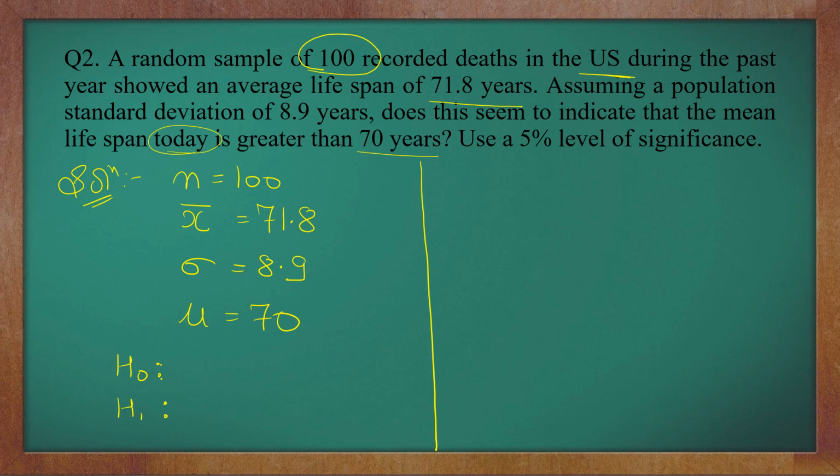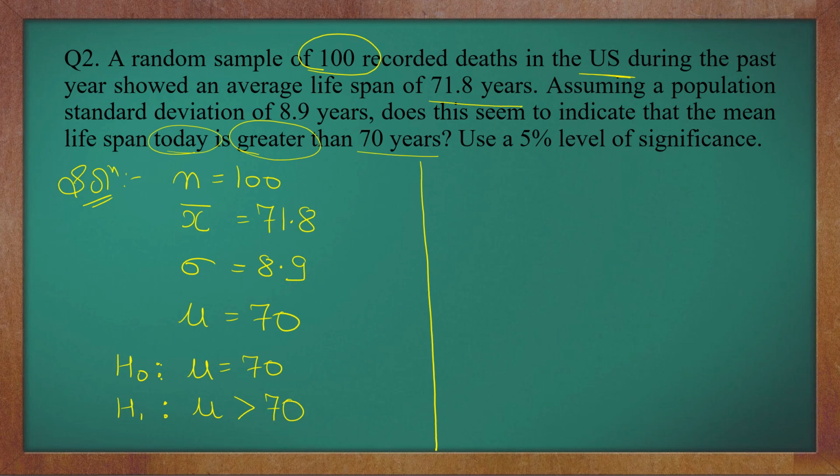Keep in mind, null hypothesis means you will say there is no difference. Past years and now the average life is the same. You will say that is 70 only. There is no change. Now the alternative is the opposite, which means three cases: not equals, greater, or less. So what is the word they are using? Greater. So you will say mu is greater than 70, that is what we are using now.